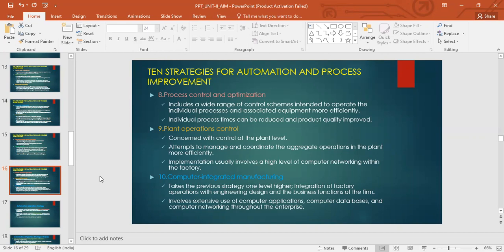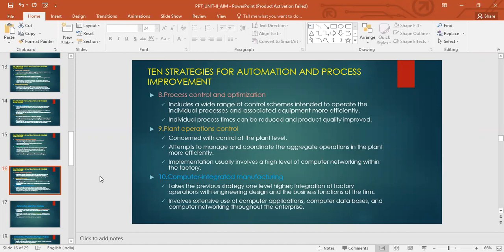The other strategy is computer integrated manufacturing. We have seen this, right? The concept of CIM takes the previous strategy one level higher. So the plant level automation we were discussing, this 10th strategy is an upgraded version, you can say, of the previous strategy. So you have integration of factory operations with engineering, design, and business functions of the firm. So not just the design and manufacturing aspects, but also the business functions. We've seen that CIM covers the scope of not just CAD/CAM, but also the business functions, right?